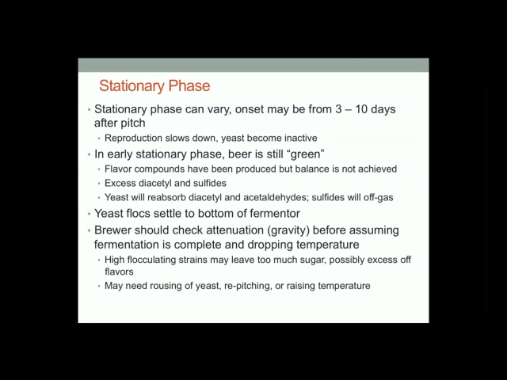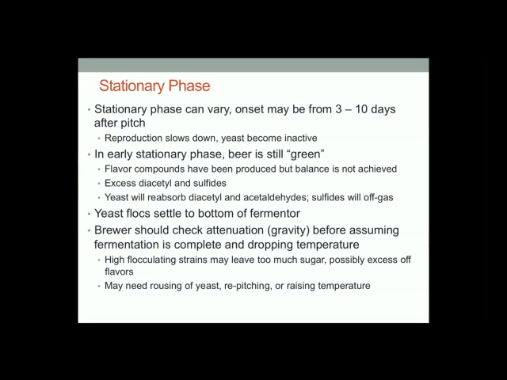And then when things slow down, the yeast go into stationary phase. And so the time that it begins can vary from 3 days all the way out maybe to 10 days after pitching. And this is when the yeast become inactive. And so at this point, they've used up most of the, or all the available sugars that they can. Ethanol has accumulated to the point that it begins to inhibit their metabolism, and so they just become dormant.